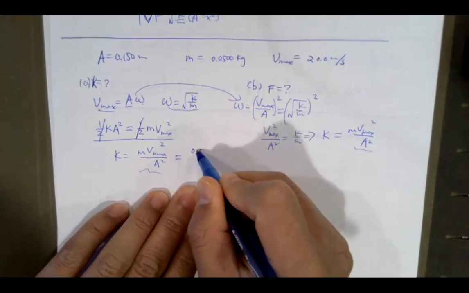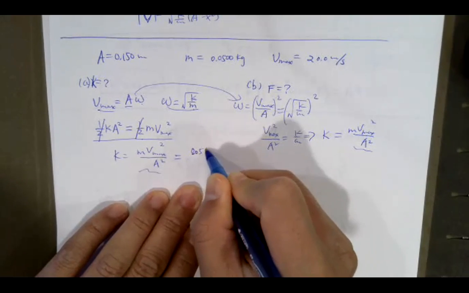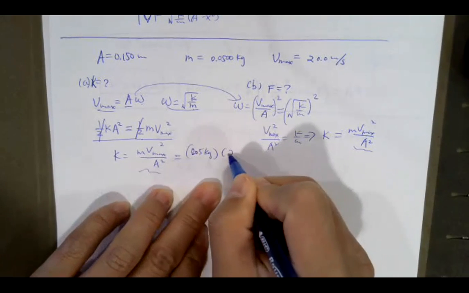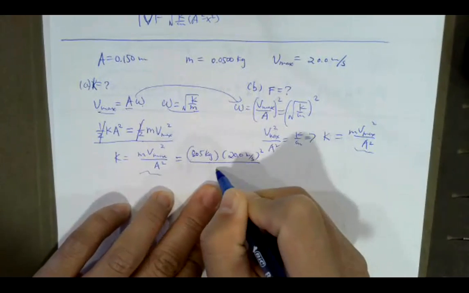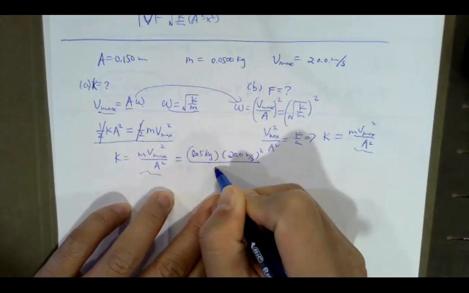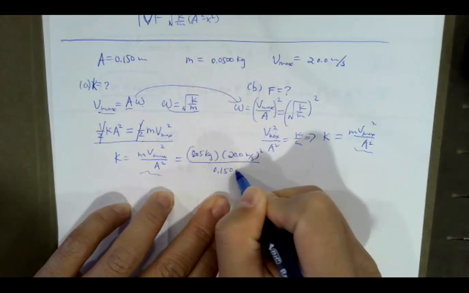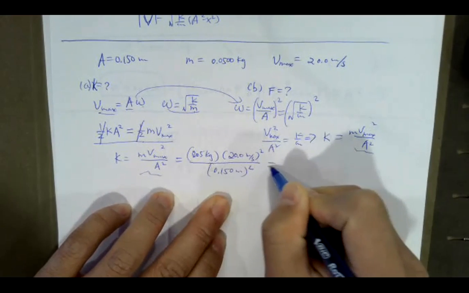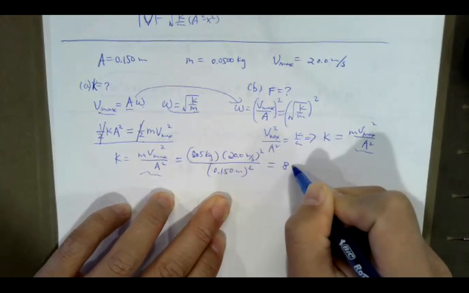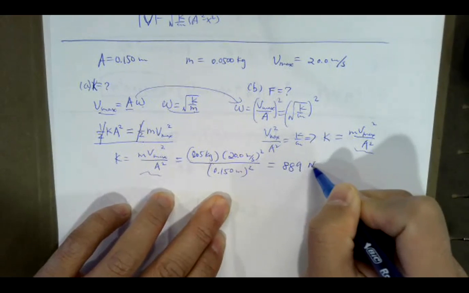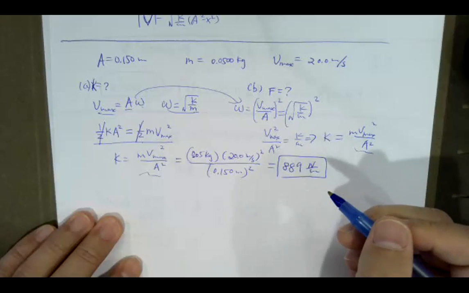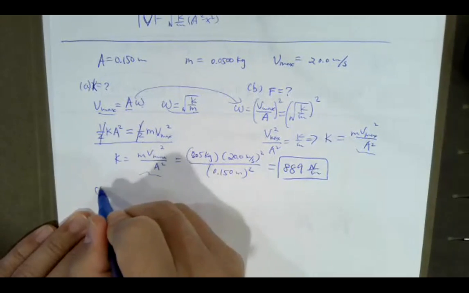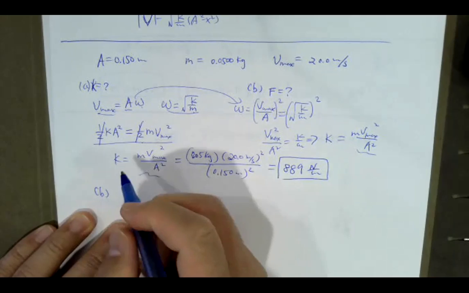So 0.05 kilograms times the maximum 20.0 meters per second squared, divided by the maximum amplitude 0.150 meters squared. That will give you roughly 889 newtons per meter for the spring constant. All right. Now, once you have that spring constant, you can solve for the force needed.